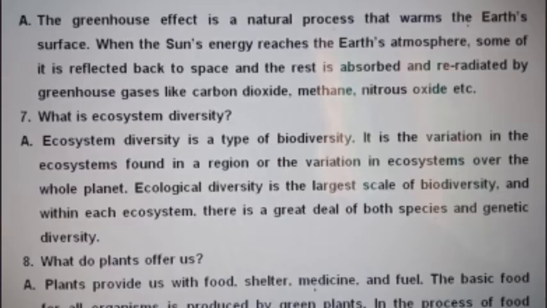Now the seventh question. What is ecosystem diversity? Answer. Ecosystem diversity is a type of biodiversity. It is the variation in the ecosystems found in a region or the variation in ecosystems over the whole planet. Ecological diversity is the largest scale of biodiversity, and within each ecosystem there is a great deal of both species and genetic diversity.